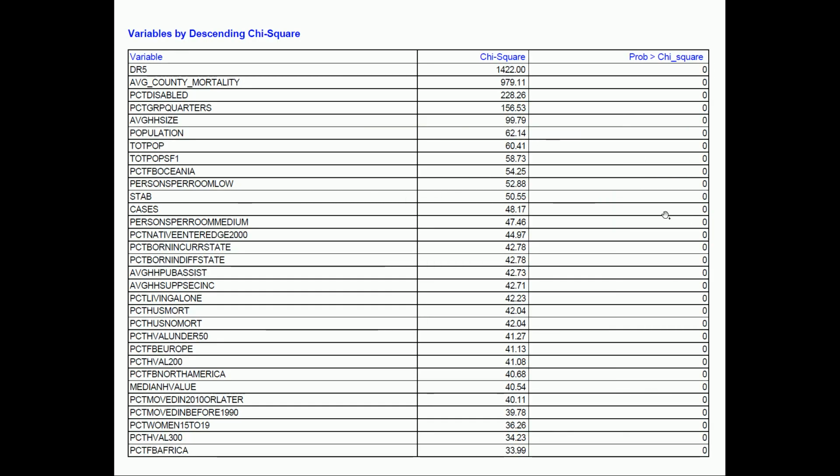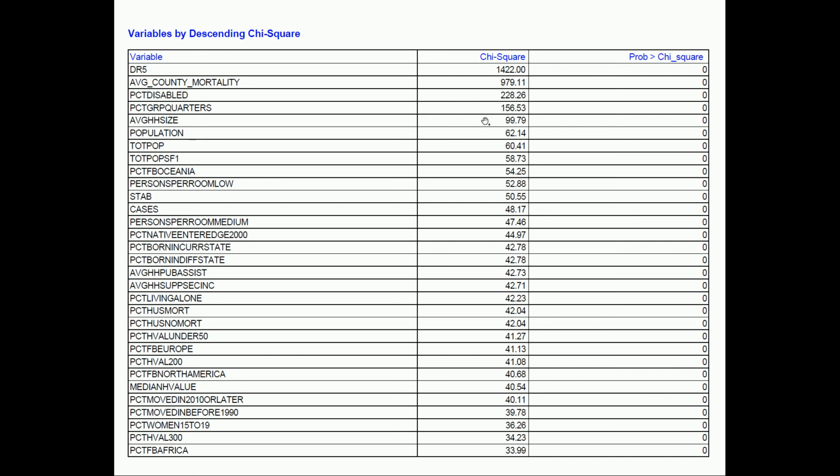Now this gives you the chi-square, the descending chi-squares for all 327 variables. Now death rate less than 5% is perfectly correlated or related to our dependent variable, so you get an astronomical chi-square. And it does a perfect split. If you look at the detailed chi-square analysis, you'll see a perfect split on DR, as you expect. Average county mortality is also extremely strongly related, because that's another measure. It's deaths over cases. Disabled came in next.